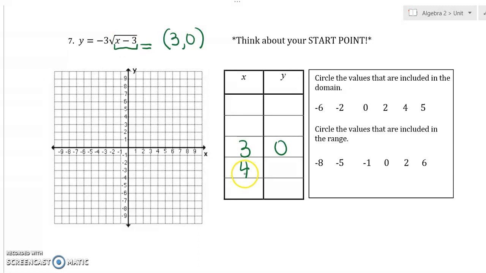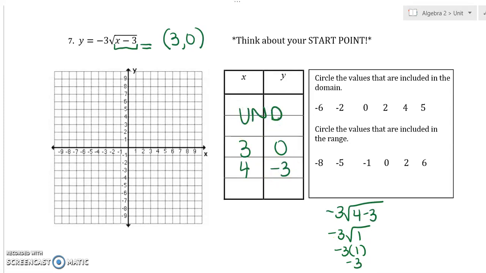And so I'm going to start plotting some points. I'll do 4 first. So I have -3 square root of 4 minus 3. That's -3 square root of 1. -3 times 1 is -3. So since I got a nice number, I know that this section is going to be the undefined section. Right? So if this is my starting point, one side will be undefined, one side will actually have points.